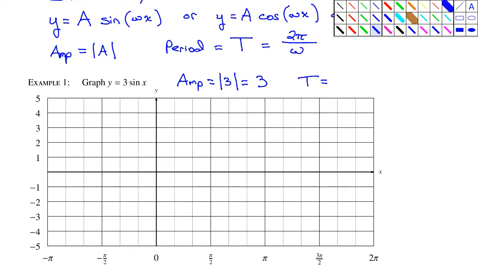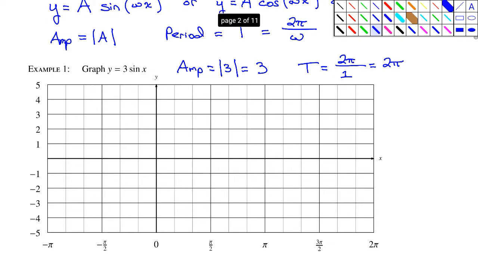The period is 2 pi divided by the number in front of the x. Well, there is just the imaginary 1 there, so it's just going to be 2 pi over 1, which is just 2 pi, the standard period of sine. So to graph this, we know that the sine function starts at 0, and at pi over 2, it's going to reach the 3, because a normal sine function only goes up to 1, but because of the amplitude serving as a vertical stretch, it stretches it up to 3.